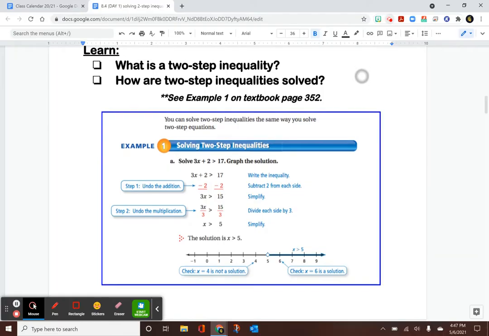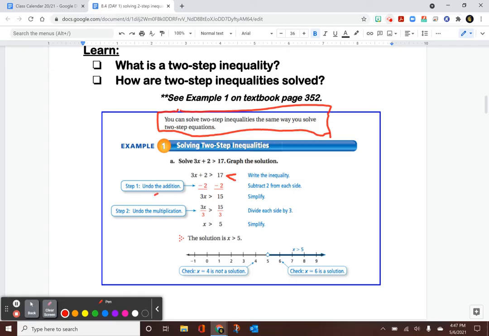So what exactly is a two-step inequality and how do we solve them? Well, we'll pause the video while you peek at textbook page 352, example 1. You can see that they even tell you to solve these the same way you solved two-step equations with an equal sign. We write it out.